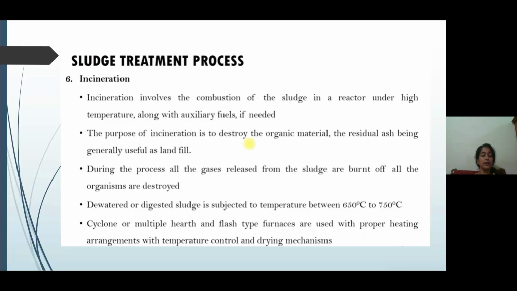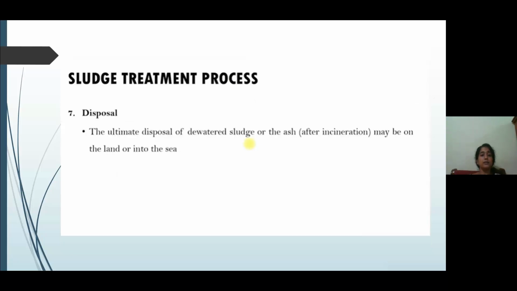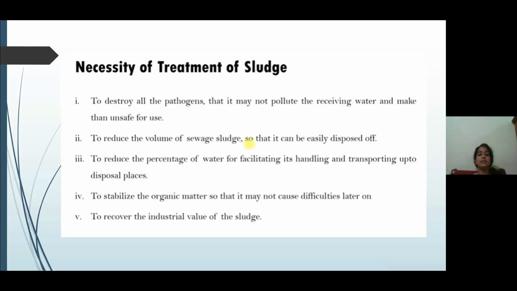This is the process continued after the heat process. After incineration, all the sludge will be in the form of ashes, and this can be disposed of directly into land or water in the sea. Then disposal: the ultimate disposal of dewatered sludge or the ash may be on the land or into the sea. Then, necessity of treatment of sludge.